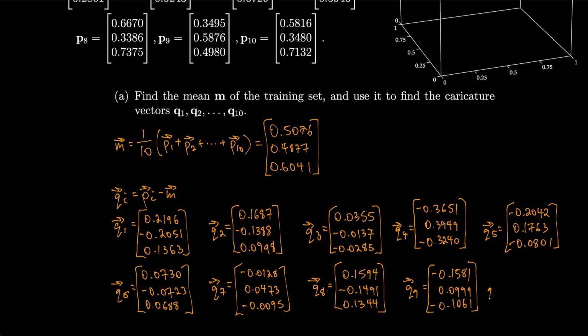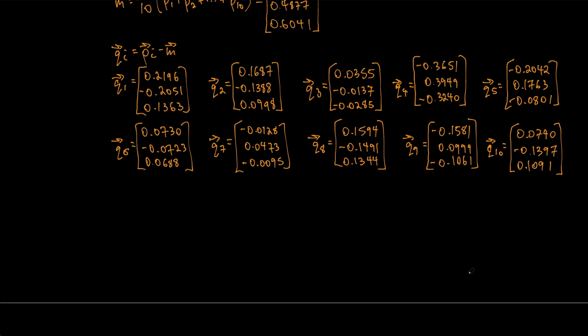And last but not least, q10. That'll be 0.0740, negative 0.1397, 0.1091. Okay, so now we got our caricature vectors.